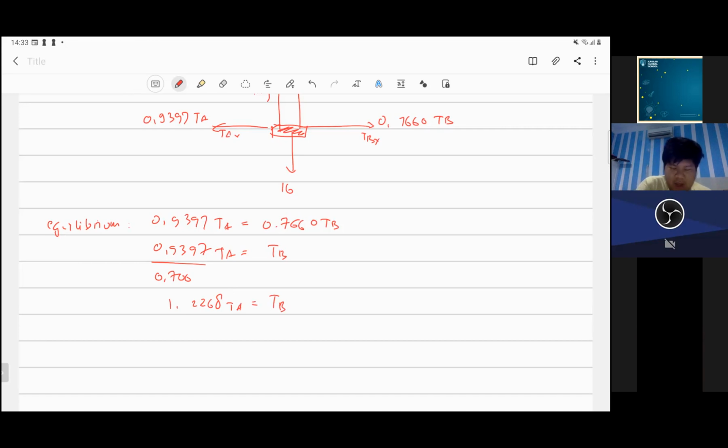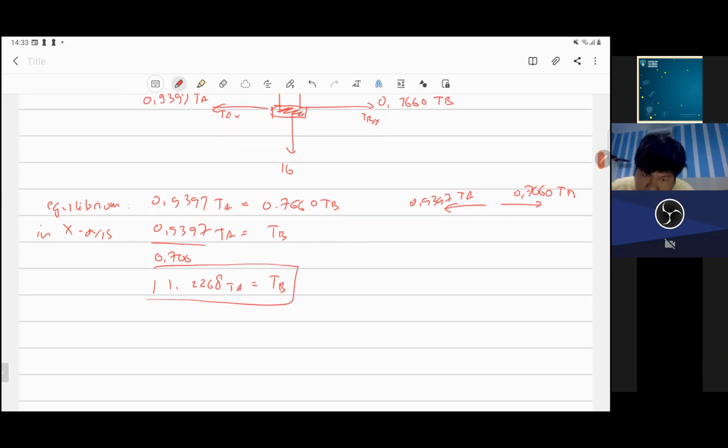This is for the x-axis, right? Yes. For the x-axis, left equals right. So we now have TB in terms of TA. Okay, so here I'm going to sketch them. 0.9397 TA equals 0.7660 TB. So we now have TB in terms of TA.